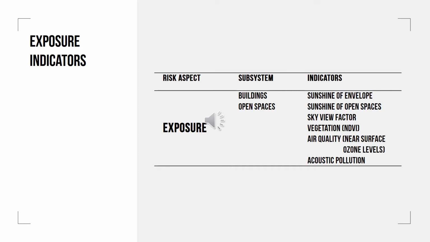The phenomenon known as urban canyon is determined mainly by the sky view factor, indicating the proportion of an urban space related to heat storage. Also, the NDVI uses satellite images to quantify the amount and quality of the vegetation. Along with these two indicators, tropospheric ozone levels and acoustic pollution appear in literature linked to heat.